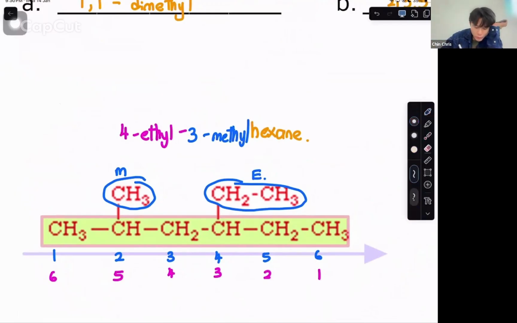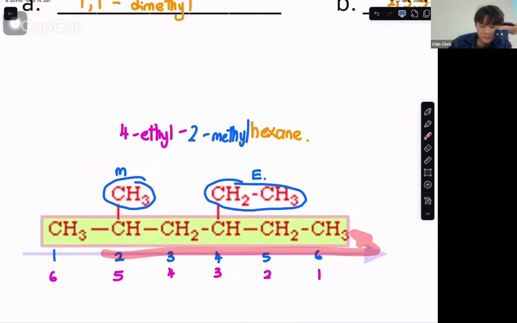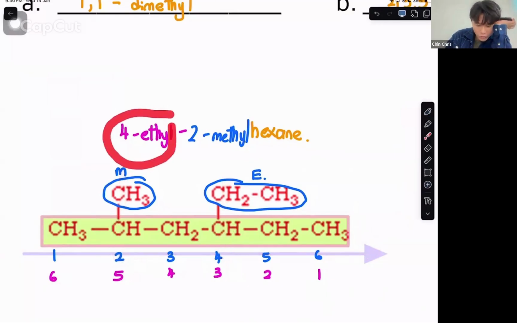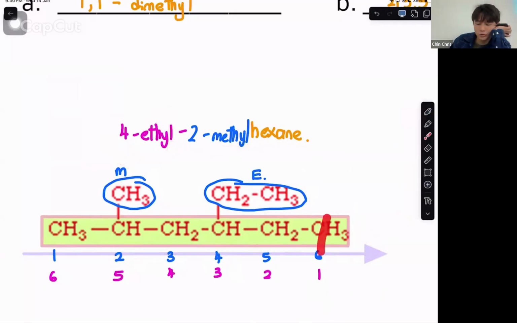Go the other way around, it's going to be a 3-ethyl and 5-methyl. 3, 5 is bigger than 2, 4, so we choose the smaller one. You can only choose one direction to go. So it's 2-methyl, 4-ethyl. Wait, I wrote 4-ethyl, 2-methyl. How can it be 4-ethyl? 1, 2, 3. Oh, okay, 4-ethyl, 2-methyl.